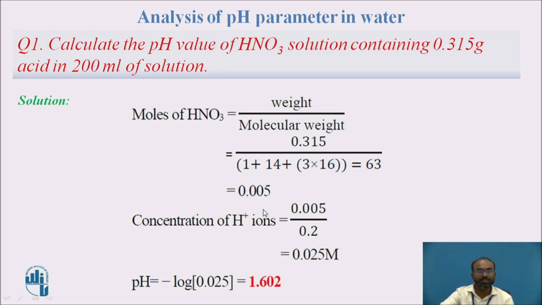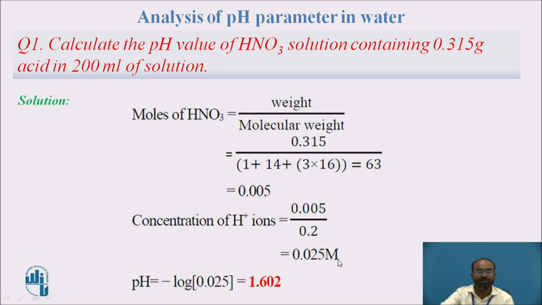Now the concentration of H plus ions has a formula of moles divided by volume of sample in liters. So we have calculated moles earlier, divided by volume of sample, which is 200 ml; we have to take it in liters, so it will become 0.2 liters. So 0.005 divided by 0.2 comes to 0.025 molar.